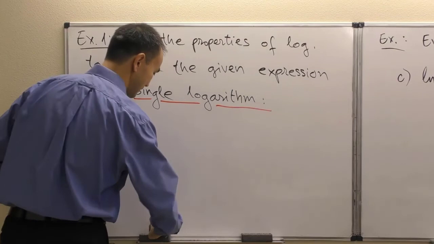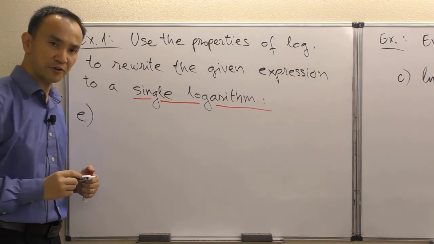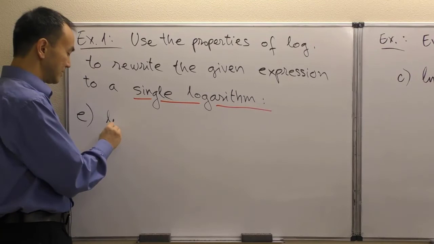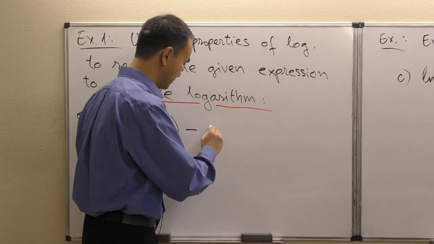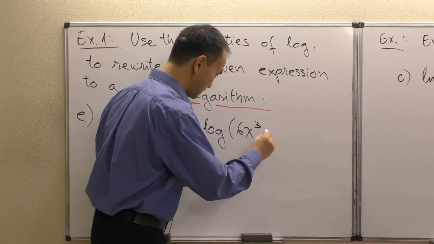All right. So let's look at part E of our example here. So how about here I'm looking at log base 10 again, 12x to the fourth, and then minus log base 10 of 6x cubed. All right, and then let's try to handle that problem here.